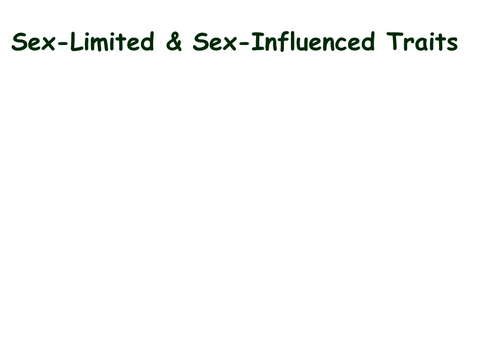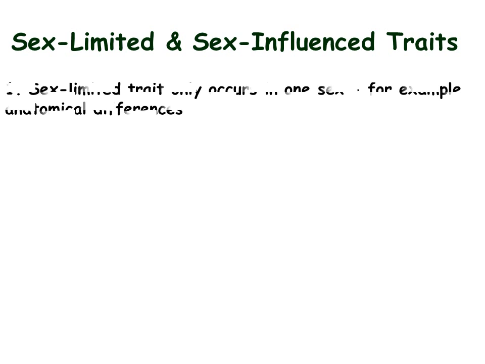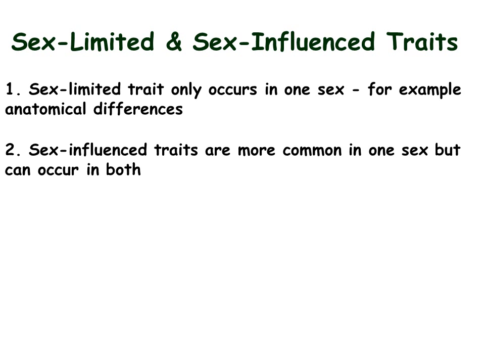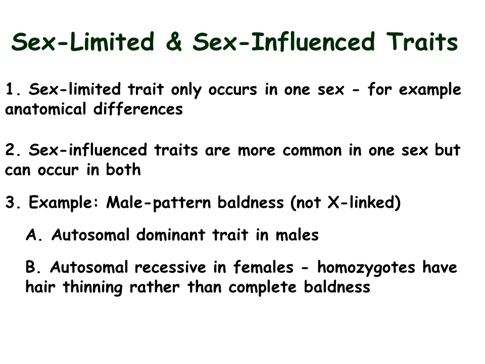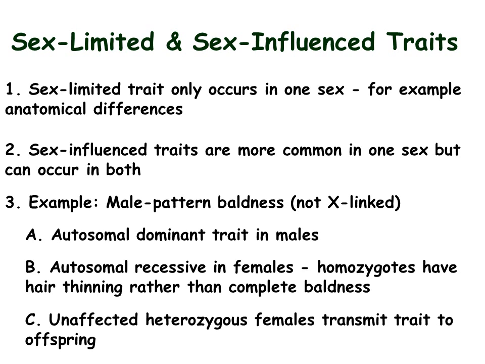We can then talk about sex-limited and sex-influenced traits. Now, sex-limited traits only occur in one sex, and this is like anatomical differences. Sex-influenced traits are more common in one sex, but they can occur in both. Classic example of this is male pattern baldness, which is not X-linked. It's an autosomal dominant trait in males, but in females it functions as an autosomal recessive. The homozygotes have hair thinning rather than complete baldness like the men do. And unaffected heterozygous females will transmit the trait to their offspring.